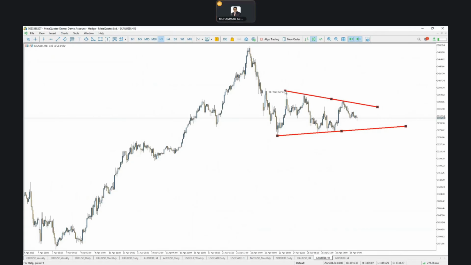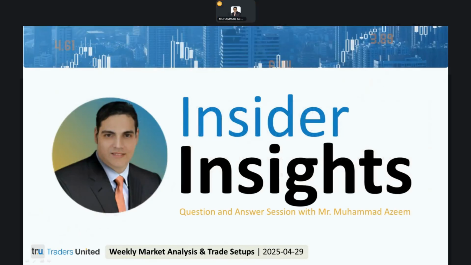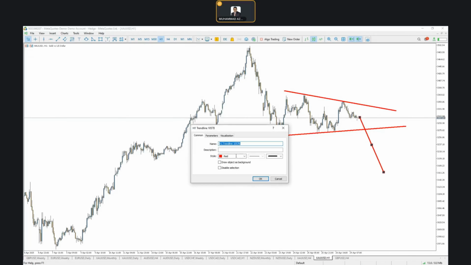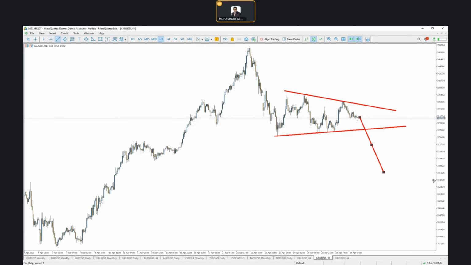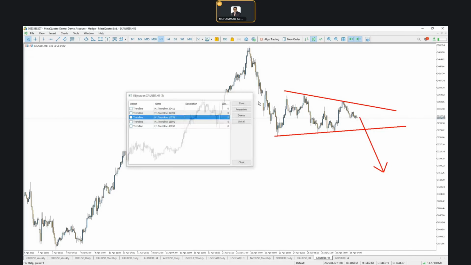It seems to me gold is going to drop. So before I end today's session, let me discuss a trade idea for spot gold. A good idea is to wait for the price action to break out of the triangle, and once you get that decline, then the chances are high that gold is going to drop further.